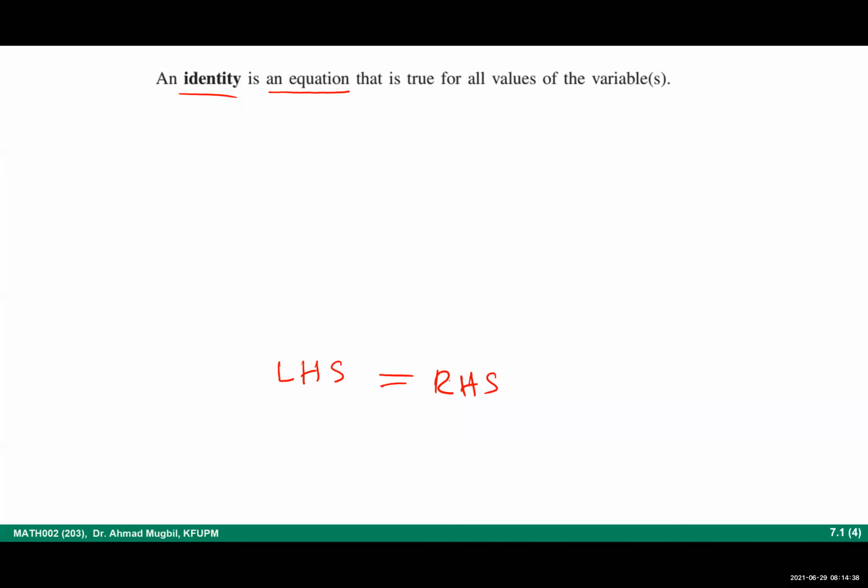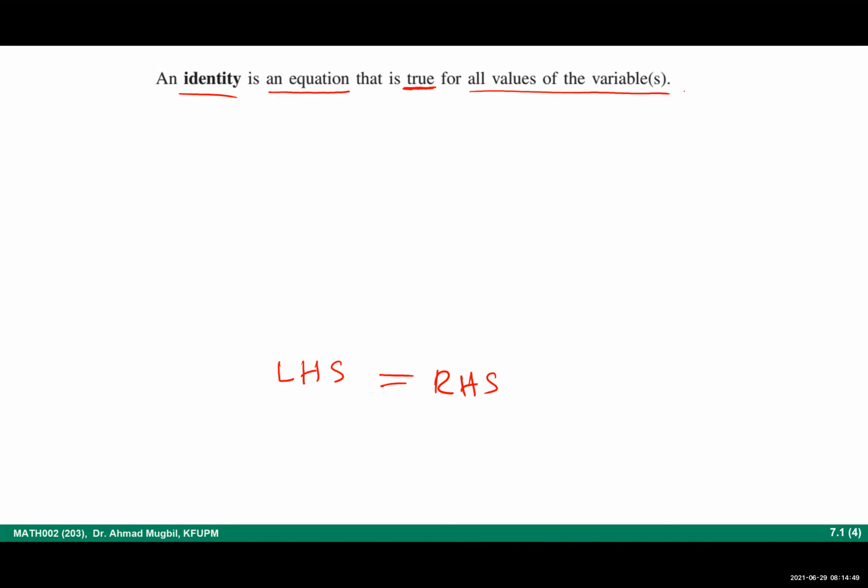What is the identity? The identity is an equation. You know, you have 2 sides. This is the left hand side. This is the right hand side. Like any equation. But what is special about it? What is special about the identity is that it is always true for all the values of the variables.